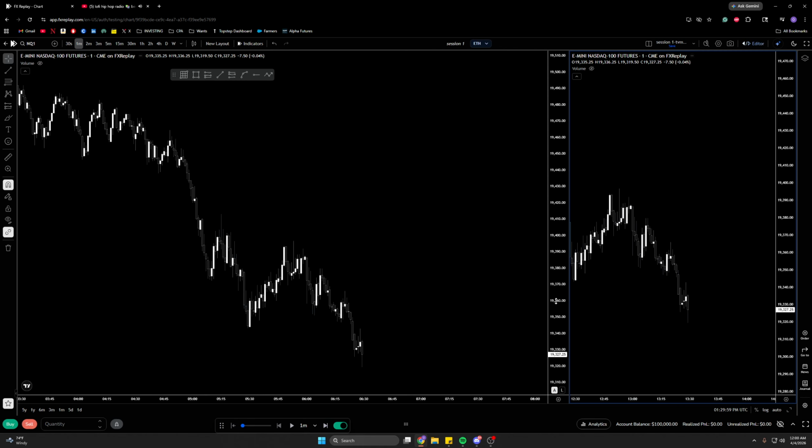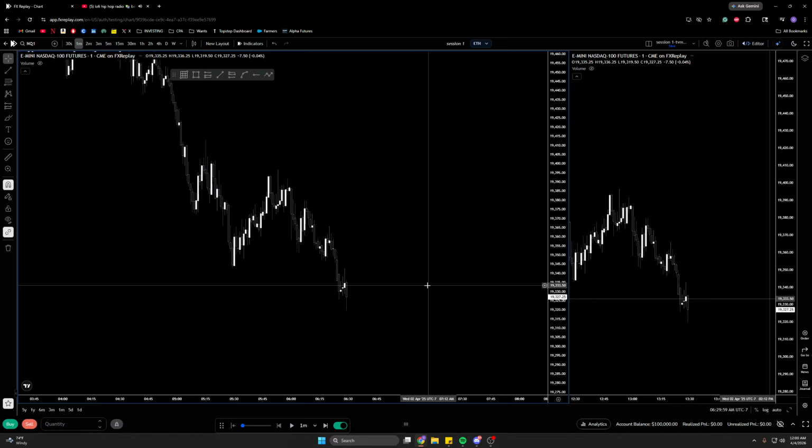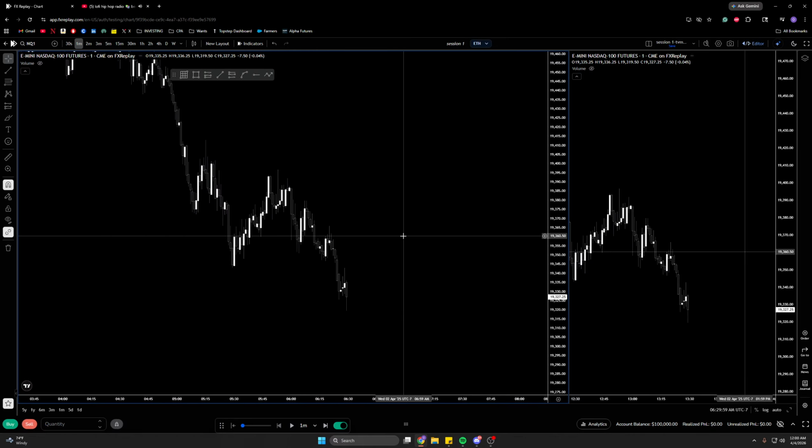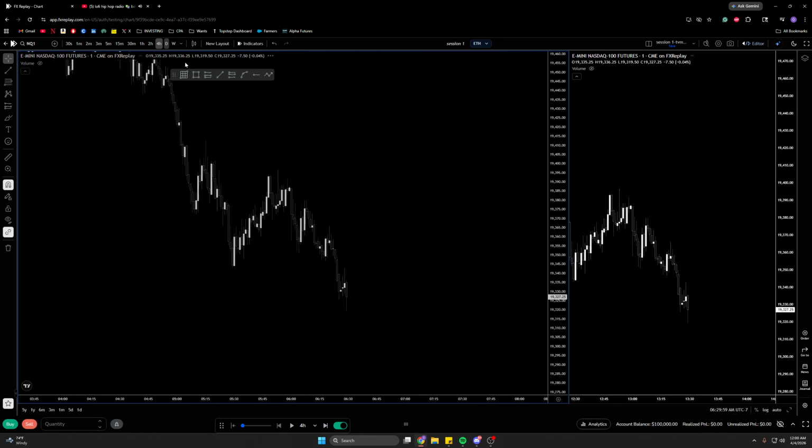So our main goal for today is just overall price reading, right? Trying to understand how price is moving, why price is moving, and when price is moving, all starting from the higher time frame and then using the lower time frame for an entry. So yeah, let's go ahead and jump into today.